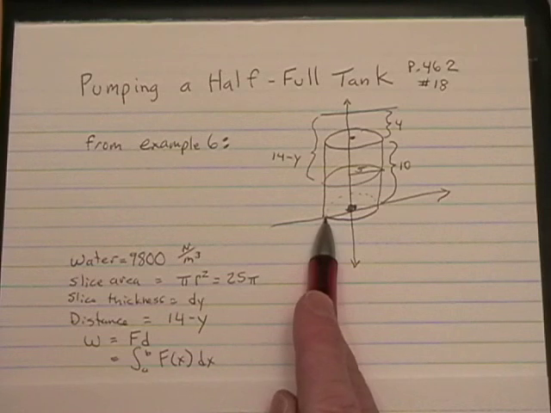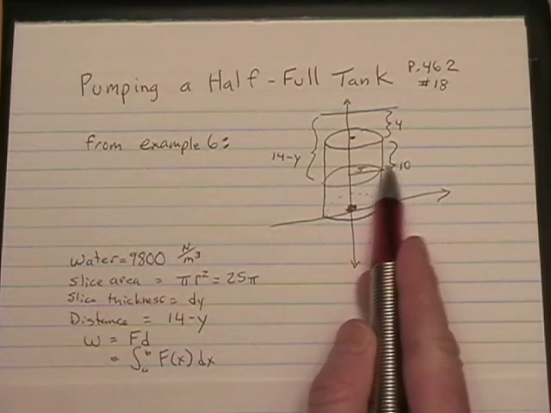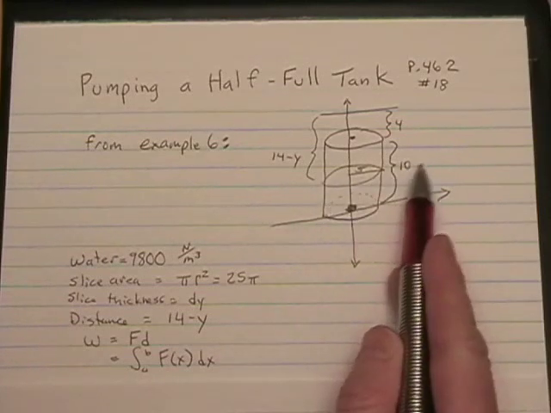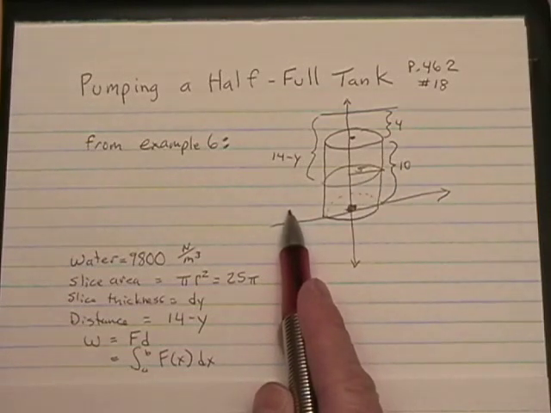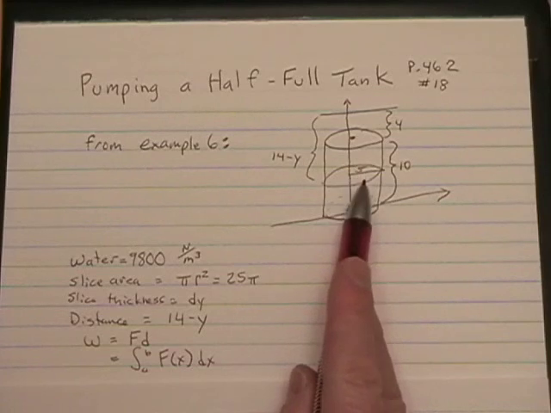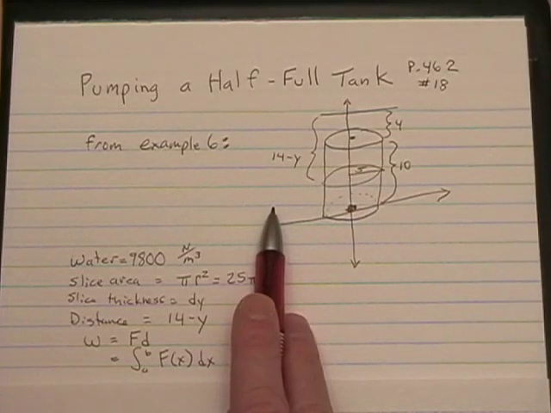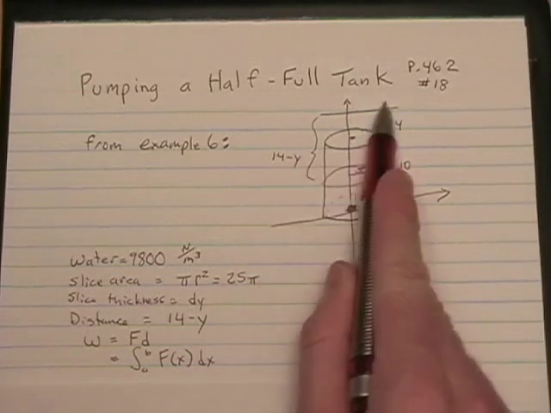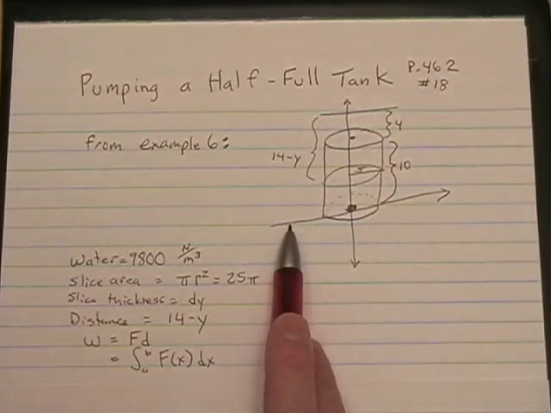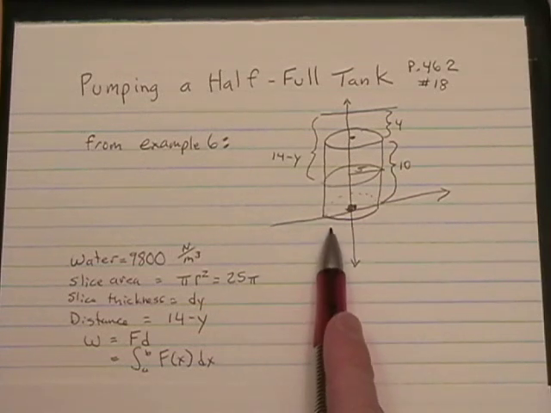The technique, as with most of our integration problems, is to take a cross-section slice, in this case a horizontal slice, calculate the work done to pump that slice to that location 4 meters above the cylinder, and then sum up our slices with integration.